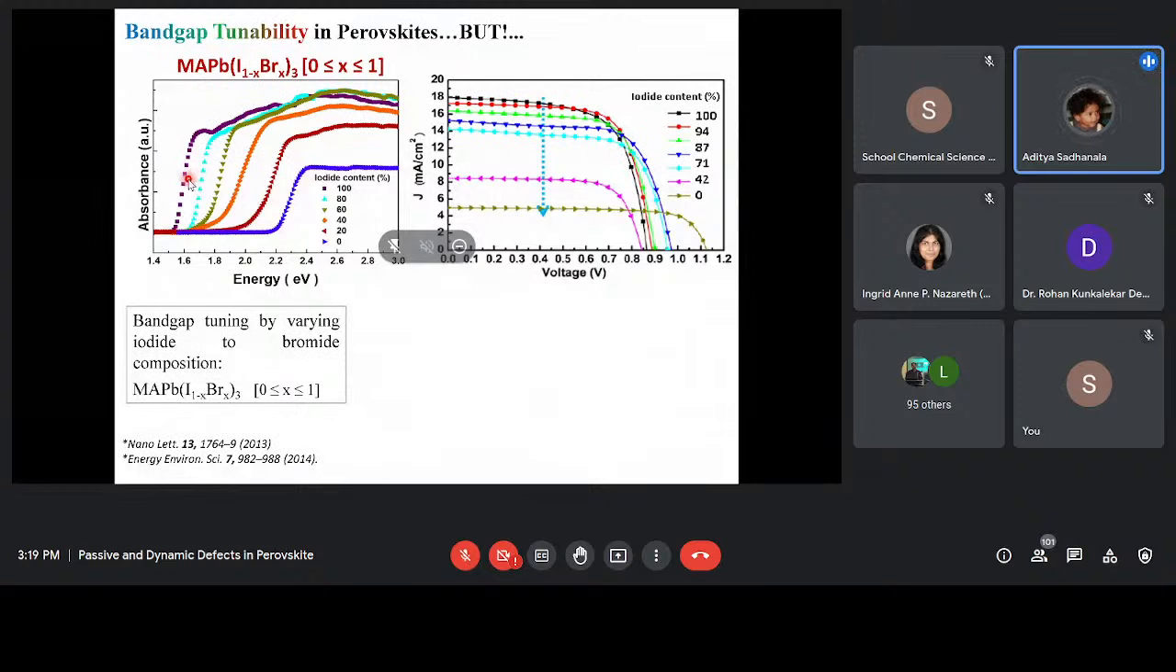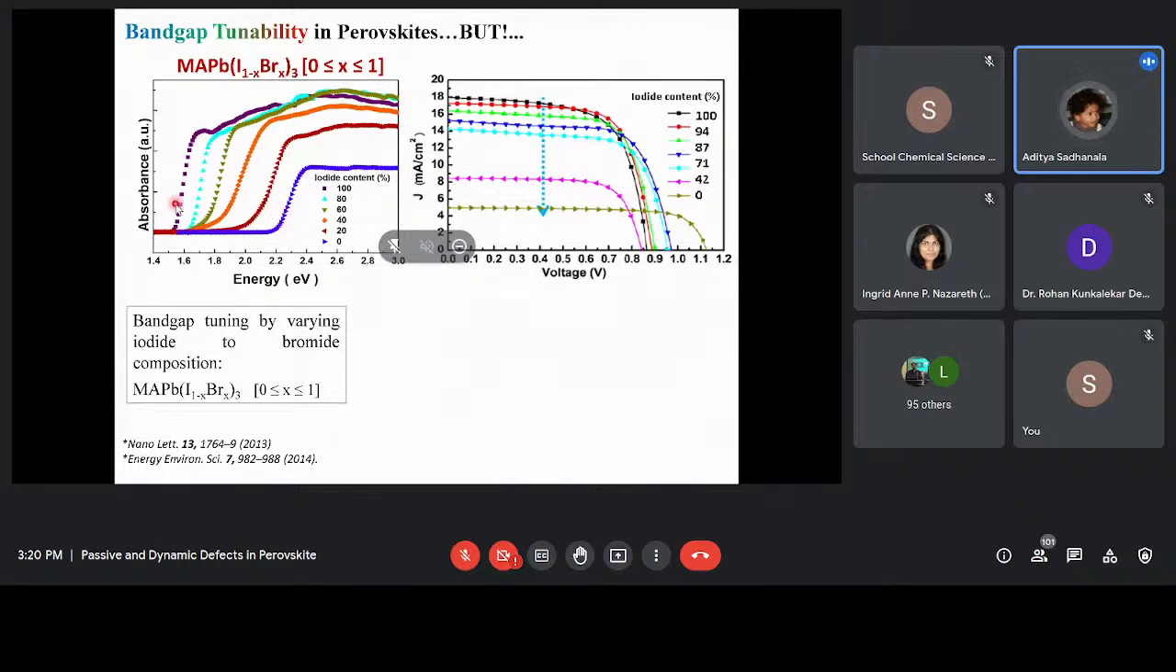So you start blue shifting your absorption curve. And this is very monotonic. As you see the composition, I keep reducing iodine, go almost to 0% iodine. I end up with 100% bromine. You see that the band gap is quite high for the bromine-rich perovskite.